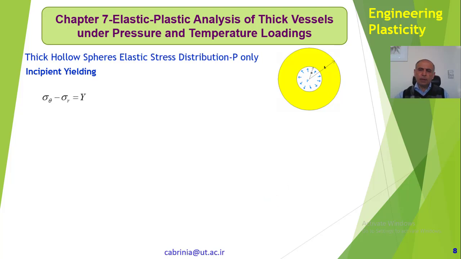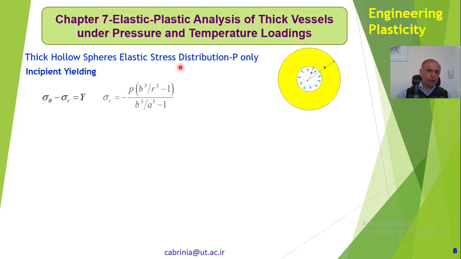Now let's see if we increase this pressure, and say that we reach the first yielding. Incipient yielding means the first yield. Okay, the first material that yields, sigma theta minus sigma r equal to Y. Because here we have axial symmetry, it's a very simple relationship. So Tresca and Mises are the same, so we get sigma theta minus sigma r equal to Y.